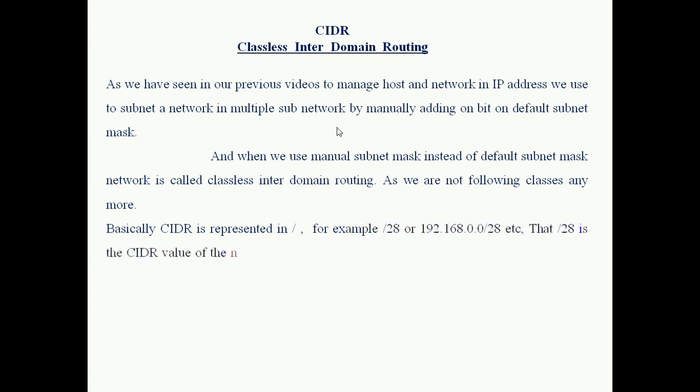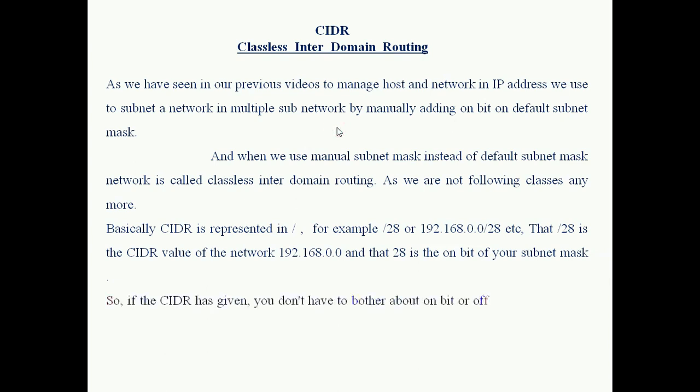Basically, CIDR is represented with a slash, for example /28, or if we write it with the network, 192.168.0.0/28. That /28 is the CIDR value of your network, that is 192.168.0.0, and 28 is the on bits of your subnet mask. So if the CIDR value is given, you don't have to bother about on bits or off bits of your subnet mask. You just have to calculate host and network according to your CIDR.